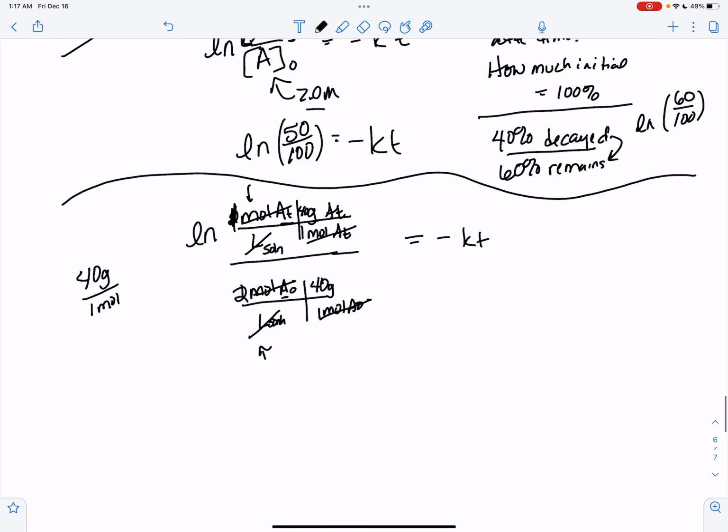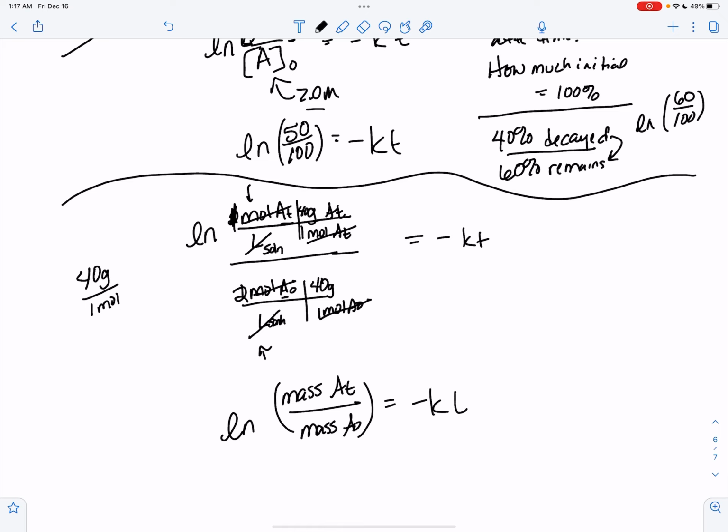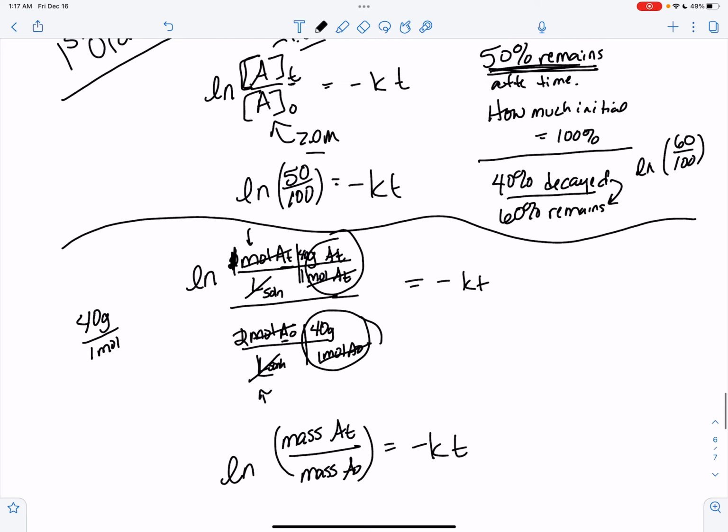So ultimately, another way to write this equation is the natural log of the mass of A at a time t over the mass of A at 0 is equal to negative kt. And again, the reason you could do that is because A was the only reactant, and so in both scenarios, initially and later on, it always had the same molar mass. And then it was also because there was only the one reactant and the liters of solution isn't changing, and so you can cancel out the liters of solution. So those are two other ways that you'll see problems in the homework.